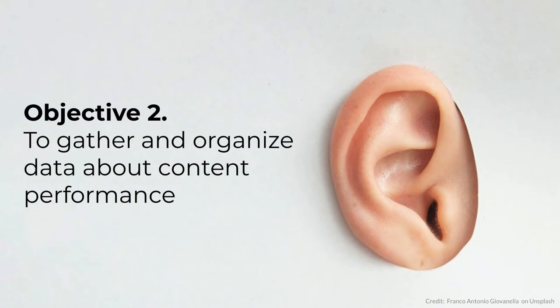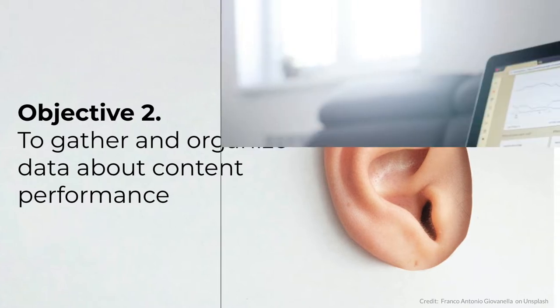The second objective is for you to gather and organize data about content performance. That data will be both descriptive and evaluative, as well as both quantitative and qualitative. It'll come from interviews of stakeholders, review of existing artifacts like customer personas, customer journey maps, etc., and use of software tools like Excel and Google Analytics. You'll begin that work in Module 2.